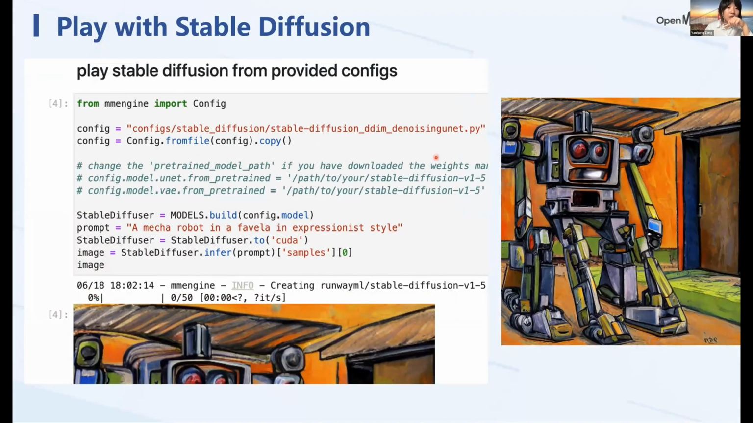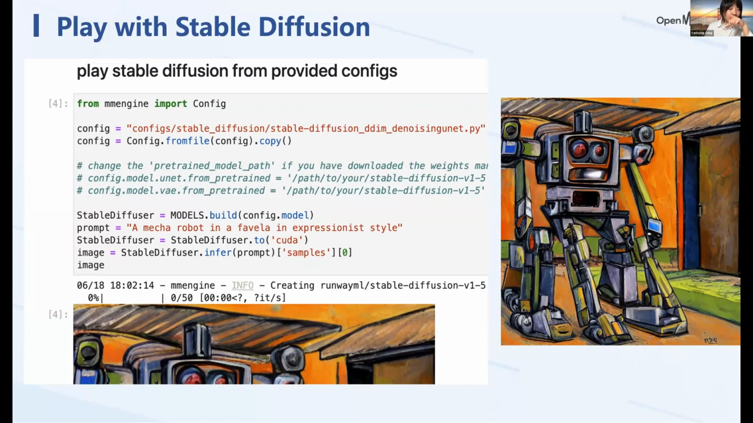And in the second way, we also provide some classical default configuration files in our project. So you can easily read and load the configuration file from this path. And after loading the configuration, you can build from the configuration as we did in the first way, and we can obtain the same result.